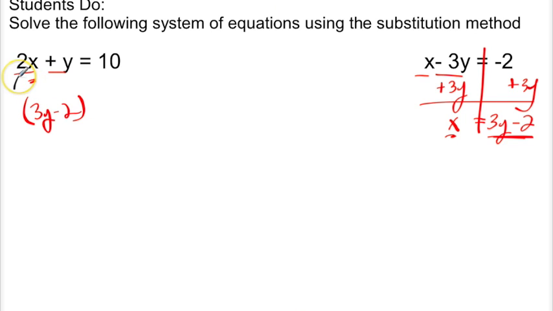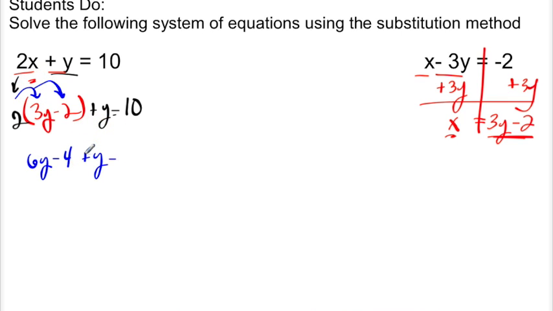I'll bring down the rest of the equation. The 2, the plus y equals 10. And then I'll solve. Again, one variable left. 6y minus 4. Bring down this y. Plus y equals 10. Combine my like terms. 7y minus 4 equals 10.